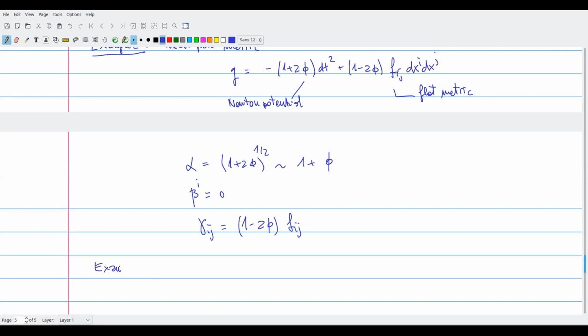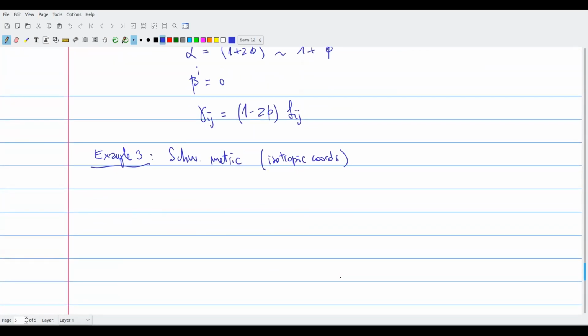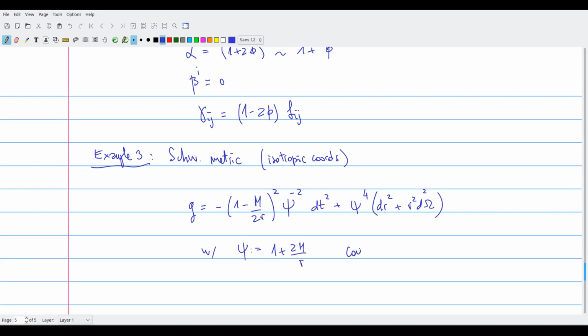Perhaps a more interesting example is this Schwarzschild metric. And let's take, because it's easy to identify things, isotropic coordinates. In this case, G is 1 minus m over 2r squared. There's a quantity or function called psi to the minus 2 that I'm going to define, the same quantity to the 4th power times dr squared plus r squared d-omega squared. And this quantity psi is defined as a similar function, but with plus. So this is the conformal factor of Schwarzschild in isotropic coordinates.